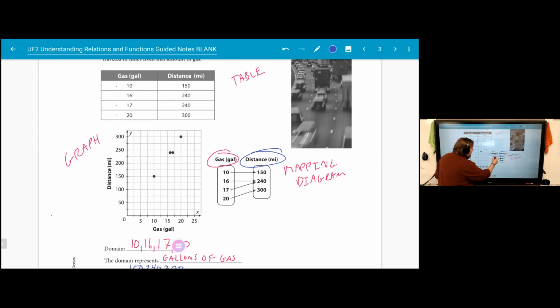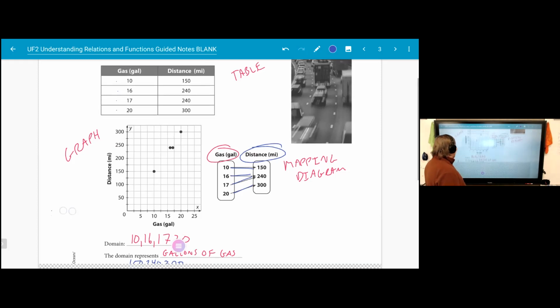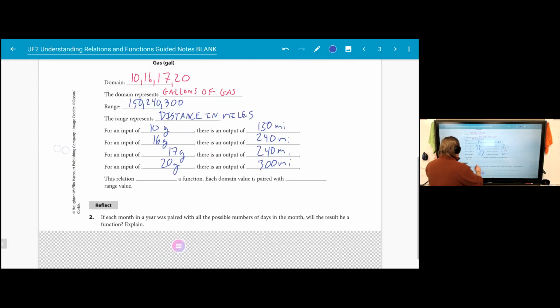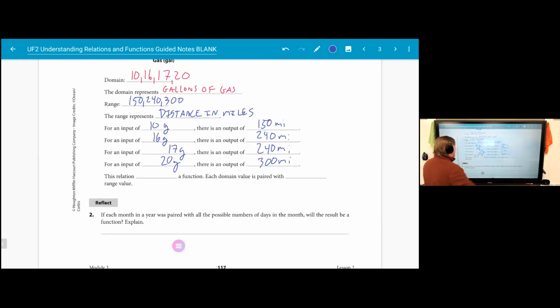In the mapping diagram, is there more than one arrow coming from each input? No. We have a case where I've got two inputs going to the same output, but each input only has one arrow coming from it. This relation is a function. Each domain value is paired with exactly one range value.